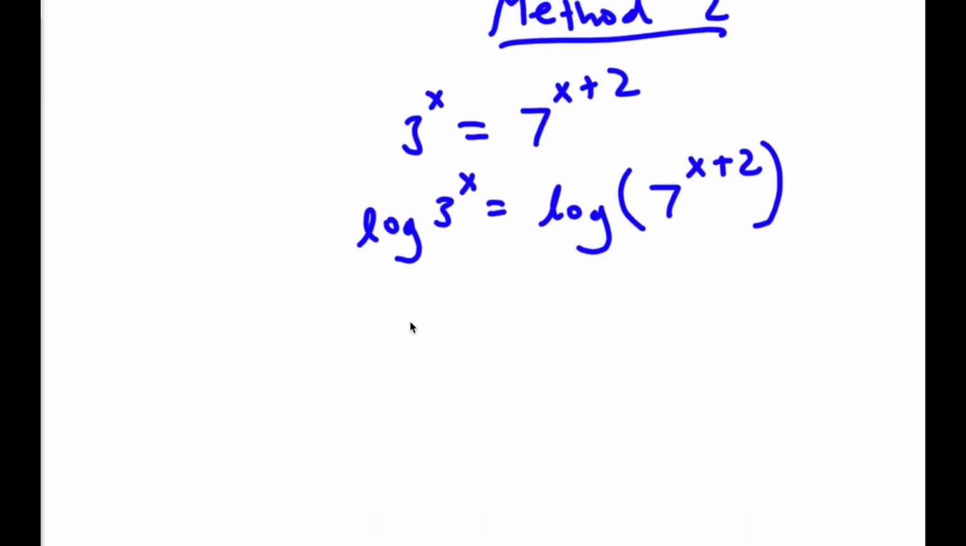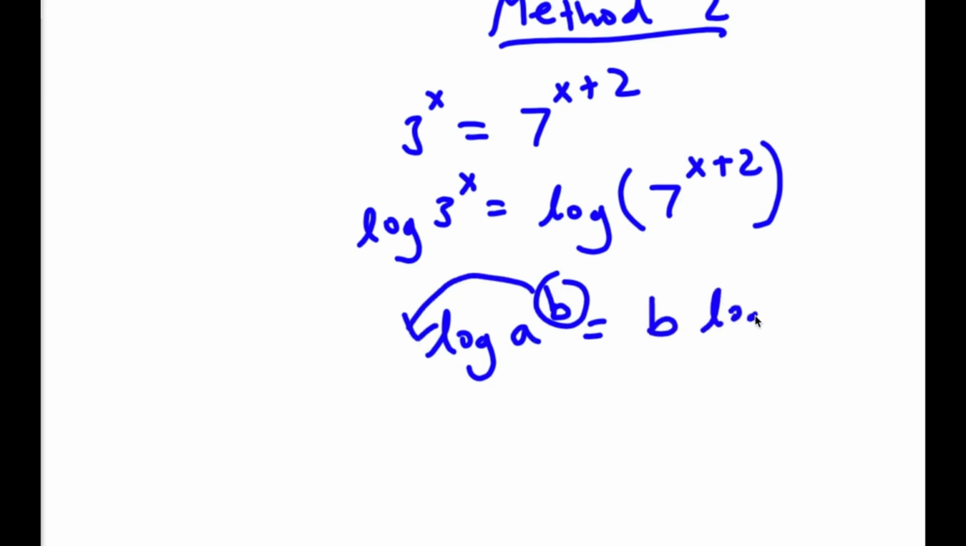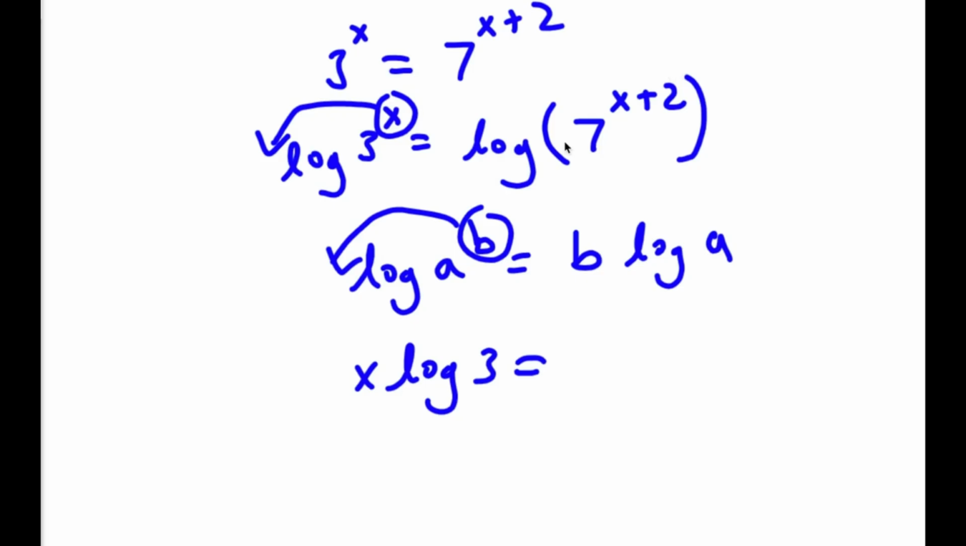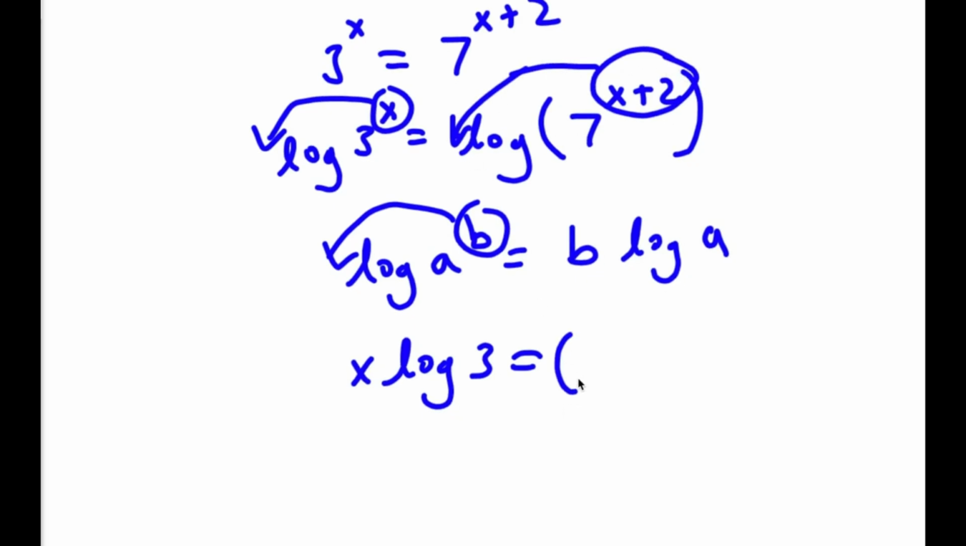And remember, an important property of logarithms is that if I have something in the form log a to the power of b, I can move this exponent b to the front of the logarithm. So this would be equal to b times log a. So for log 3 to the power of x here, I can move this exponent x to the front. So I have x times log 3 is equal to, same goes with 7 to the power of x plus 2. I can move this exponent to the front. So I have x plus 2 times log 7.